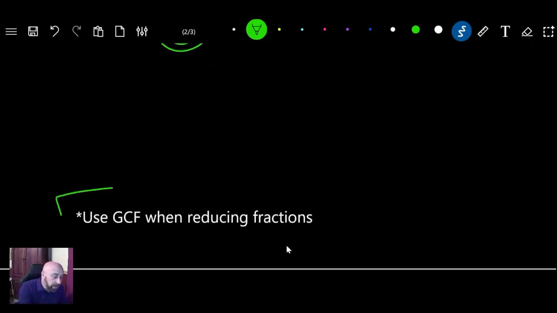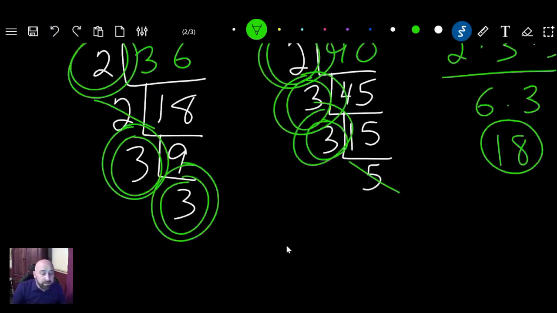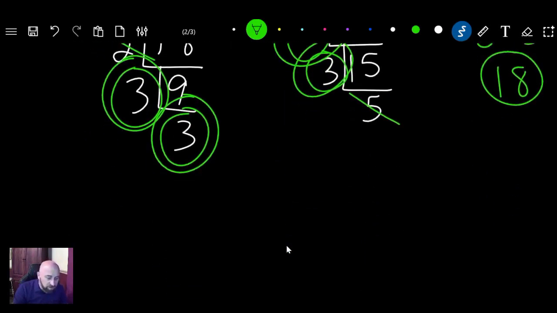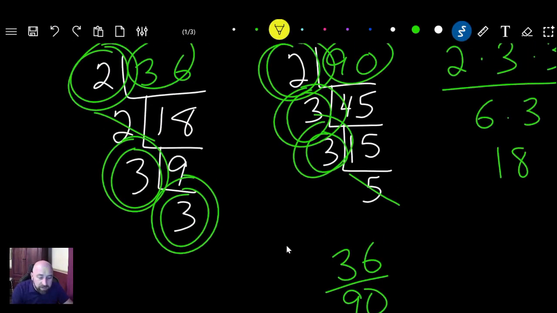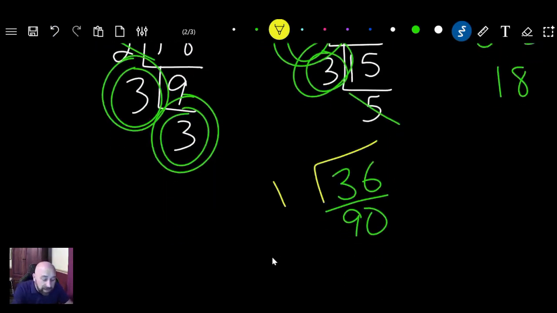Notice right here, I said use the GCF when reducing fractions. So what if these numbers right here were fractions? What if this was 36 over 90? Okay, so we're going to take our fraction that we made, 36 over 90, and we're going to take our GCF, which was 18, and we're going to divide each one by 18. And this is going to reduce our fraction to lowest terms.